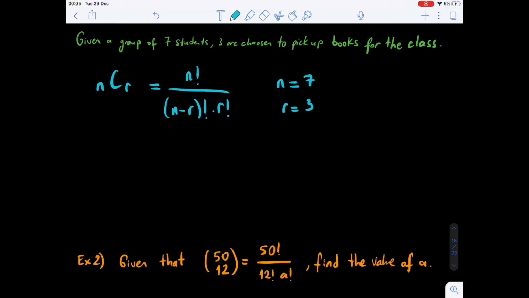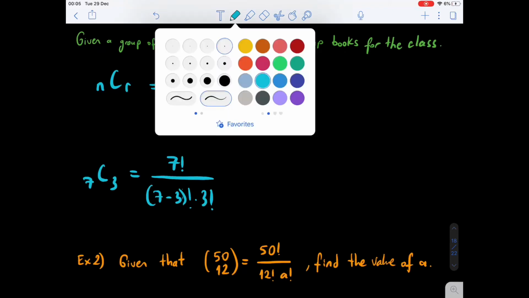So I'm going to write down here 7 choose r equals 7 factorial over 7 minus 3 factorial times 3 factorial. I'm sorry, hold on. Let me write here n choose r. I'm going to fix it. Let me write here 7 choose 3 equals 7 factorial over 7 minus 3 factorial times 3 factorial.